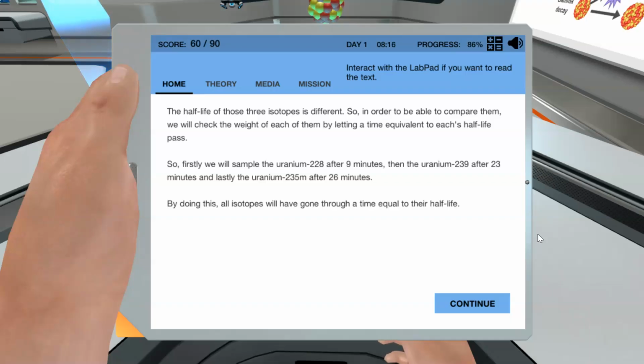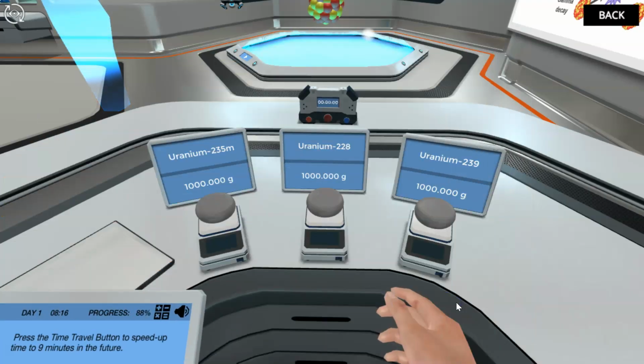So, in order to be able to compare them, we will check the weight of each of them by letting a time equivalent to each's half-life pass. So, firstly we will sample the uranium-228 after 9 minutes, then the uranium-239 after 23 minutes and lastly the uranium-235M after 26 minutes. By doing this, all isotopes will have gone through a time equal to their half-life. Press the time travel button to speed up time to 9 minutes in the future.